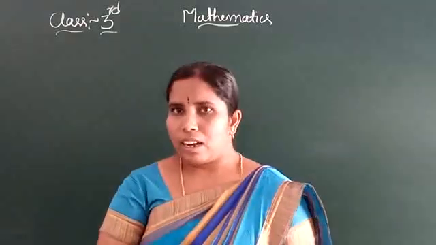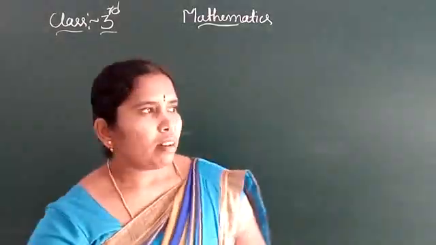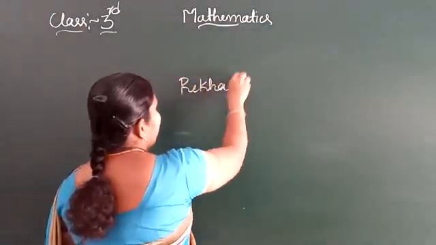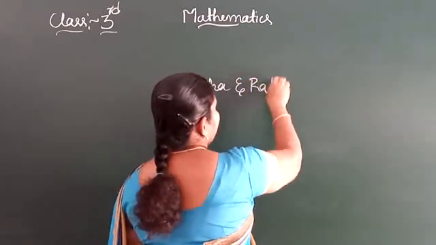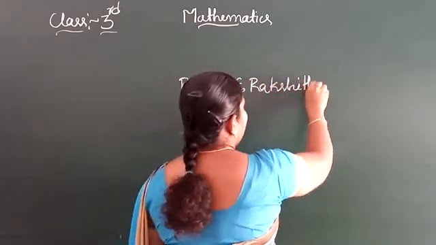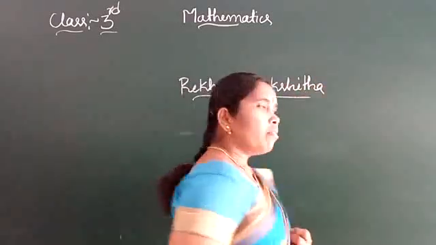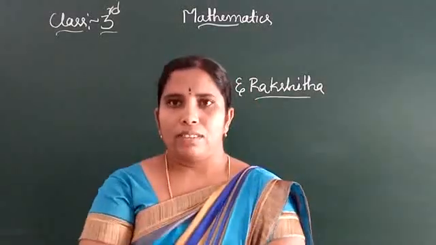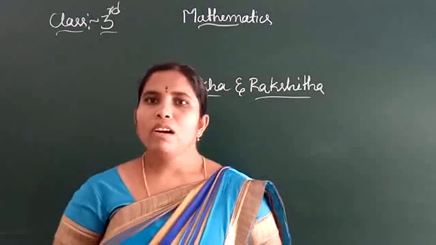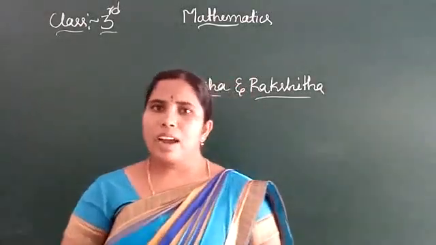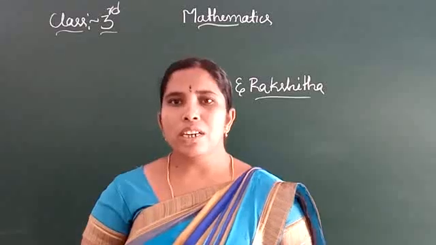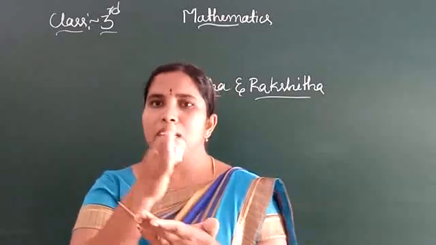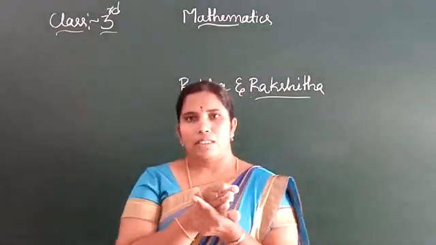Rakshita and Rekha both are friends, close friends. And they have only one apple. They decided that they want to share this apple equally, which means divide it equally.